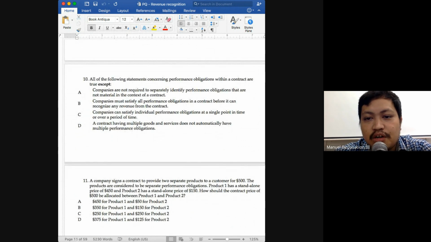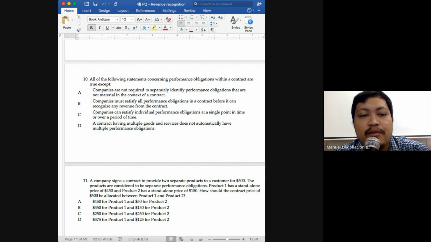Number 10, all of the following statements concerning performance obligations within a contract are true except letter A, companies are not required to separately identify performance obligations that are not material in the context of the contract. That's correct. Letter B, companies must satisfy all performance obligations in the contract before it can recognize any revenue from the contract. That's false. The reason why we will have to identify the severable parts of the contract is for us to be able to recognize revenue for each full satisfaction of these separate performance obligations. So you do not have to satisfy everything for you to start recognizing revenue. So the answer here is letter B.